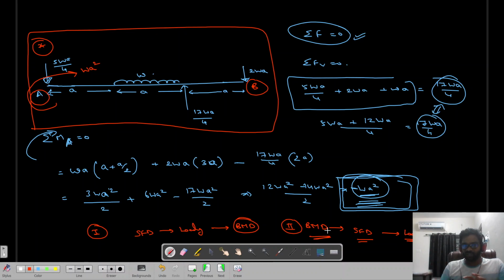These types of questions are very important from the IAS conventional point of view also, and from these concepts we can solve a few objective-type questions also. Okay, in the next video I will discuss how to draw the loading diagram from the bending moment diagram.